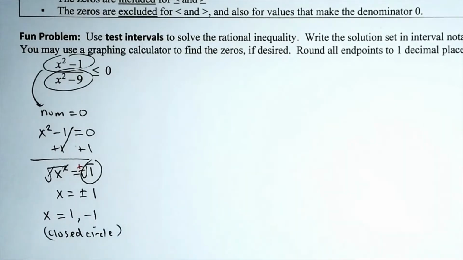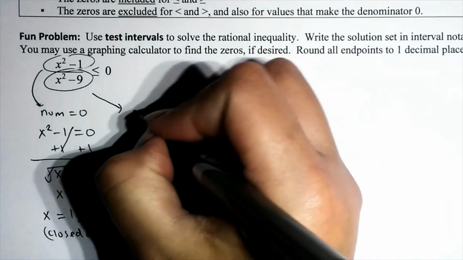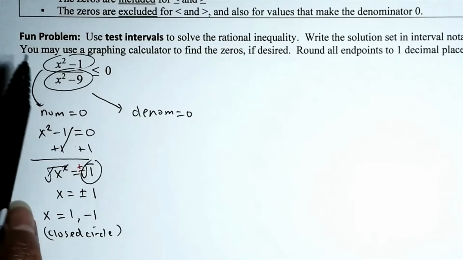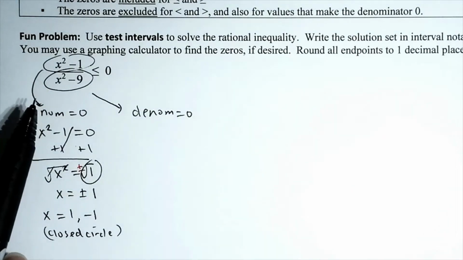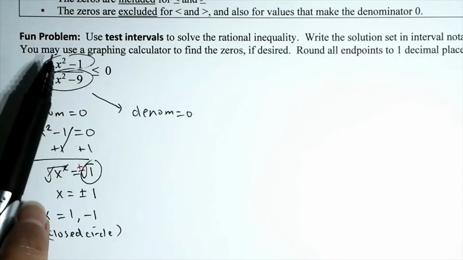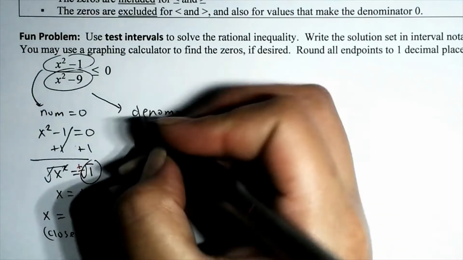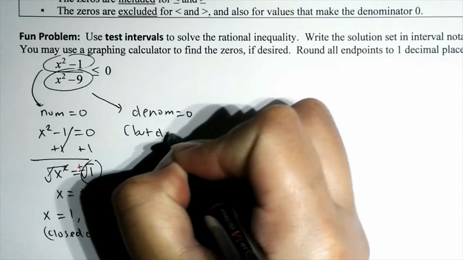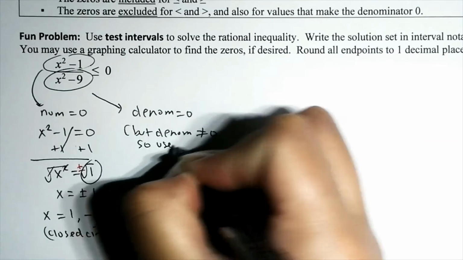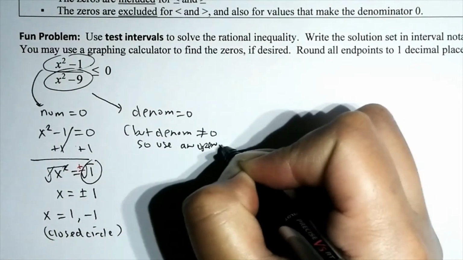So to find the zeros of a rational inequality, we have to find zeros of the numerator and zeros of the denominator. We already know what makes the numerator 0. We want to know what makes the denominator 0. But although we want to know what makes the denominator 0, we never actually want the denominator to be 0. Why? Because if the denominator equals 0, then something over 0 is undefined. So I'll put a little love note: denominator can't equal 0. So use an open circle.